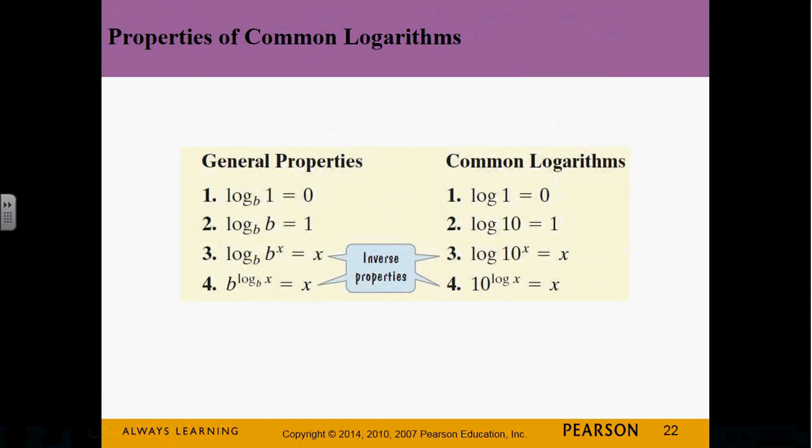Now, the general properties that we already went over are completely the same with common log, only I don't write the 10. So log base b of 1, log of 1, still equals 0. The log of any base of 1 is always going to be 0. If the base and the argument are the same, then it's 1. So common log of 10 is just 1, because that's base 10. Here, b and b cancel out. Same deal here. This is base 10, this is 10 to the power, so the bases cancel, leaving only the x. Same deal with this, 10 to the log base 10, leaving only the x, okay?